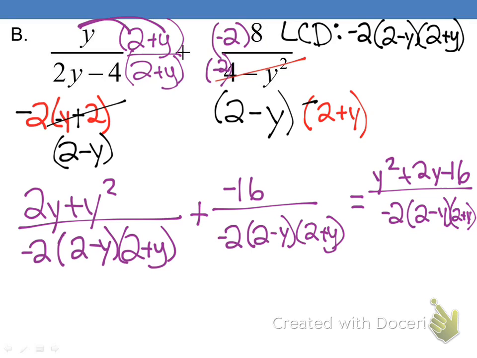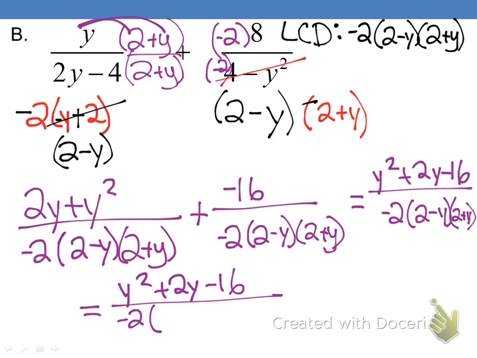Is there any way to multiply to get -16 but add to get 2? Can I factor the top? The ways to make 16 are 1 and 16, 2 and 8, 4 and 4. So that one is locked in, right? So y squared plus 2y minus 16.